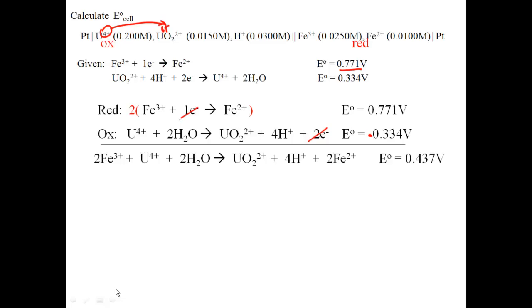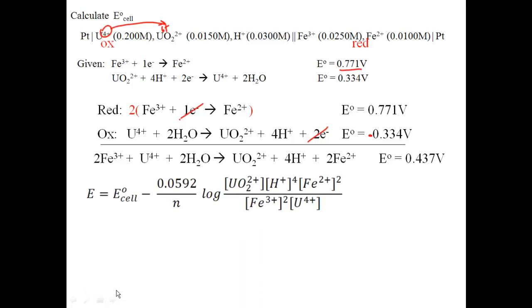But do I have a standard cell? The answer is no. I have many different concentrations. They're not all 1 molarity or 1 atmosphere for gases. So we're going to have to use the Nernst equation, which is E of the cell equals E naught of the cell minus 0.0592 divided by n, log of the concentration of UO2 plus to the first power, H plus to the 4th power, remember I got a 4 coefficient, Fe2+ to the 2nd power. That's where these powers are coming from. Divided by Fe3+ to the 2nd power, U4+ to the 1st power, and liquid water has an activity of 1.